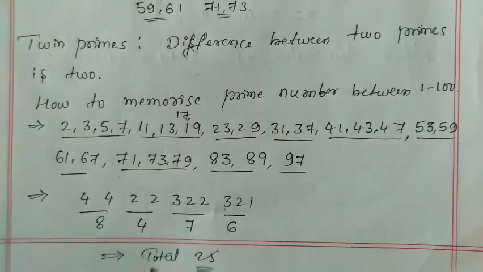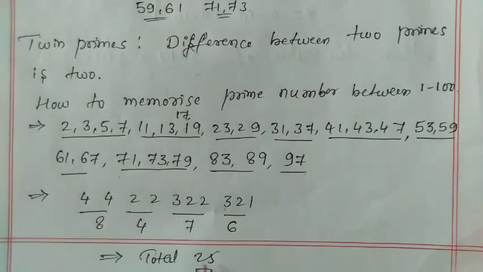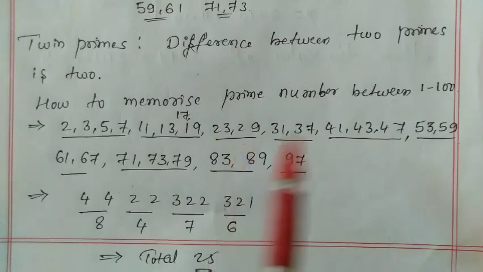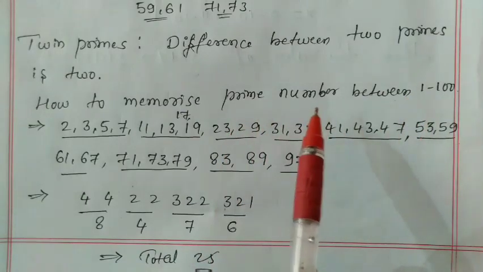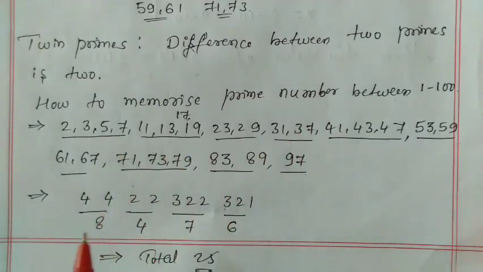So in total how many prime numbers are there? 25 prime numbers, because 4 plus 4 is 8, 2 plus 2 is 4, 3 plus 2 is 5, 5 plus 2 is 7. 3 plus 2 is 5, 5 plus 1 is 6, 8 plus 4 is 12, 12 plus 7 is 19, 19 plus 6 is 25. So in total between 1 to 100 there are 25 prime numbers. You can remember this like this. How will you remember?